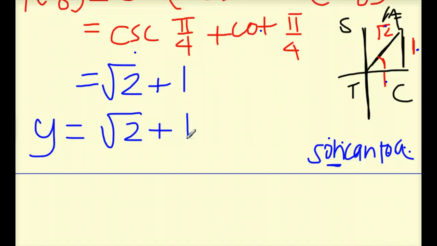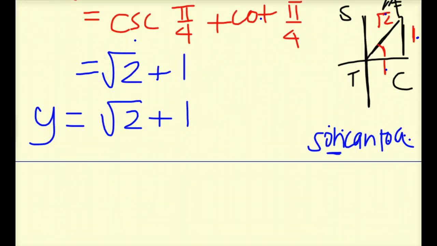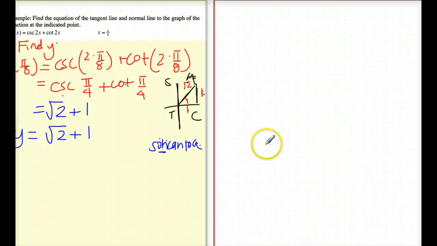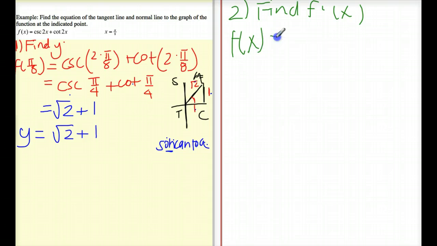Step 2 is to find the derivative. So let's go back up and find our equation. So cosecant 2x plus cotangent of 2x. I'm going to create a new page, and let us split our page just so you can see the two functions. Okay, so I want to scoot this over just so you guys can see everything. Okay, so if we do this, step 2 is find f prime of x. So I'm going to take this derivative.